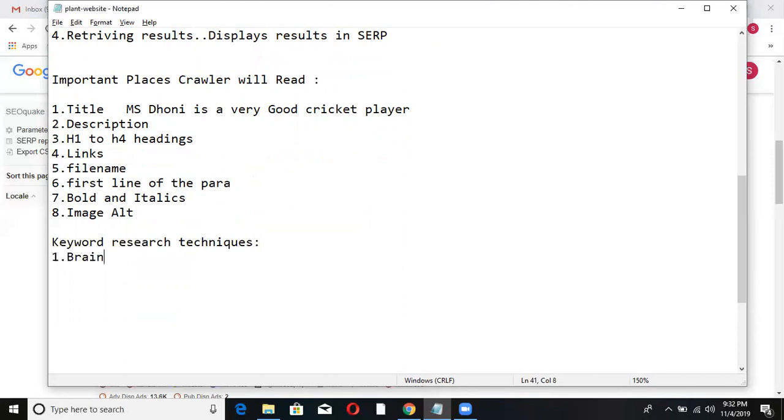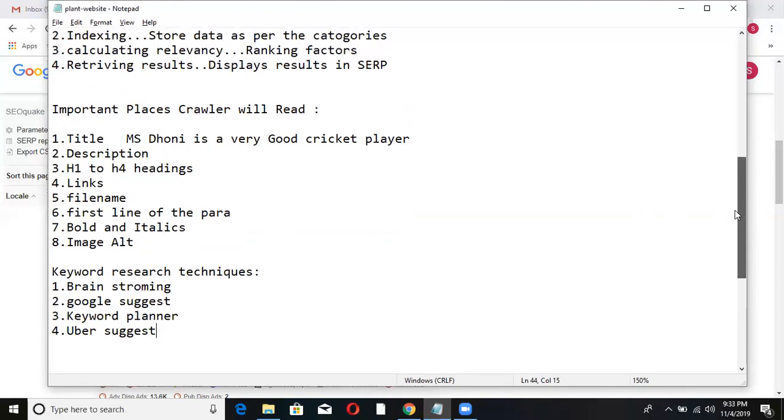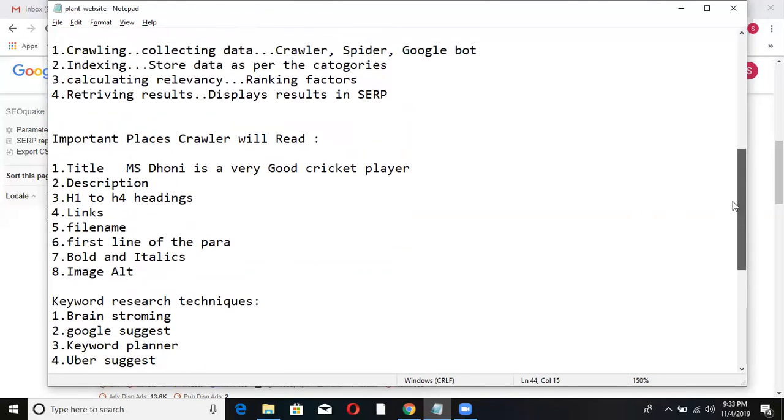That is brainstorming, Google Suggest, Keyword Planner, Uber Suggest. So these are keyword research techniques. I'll show you how to do this.